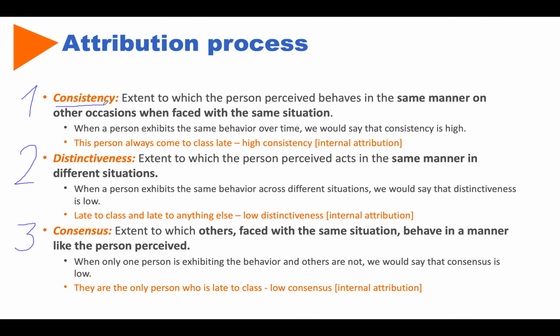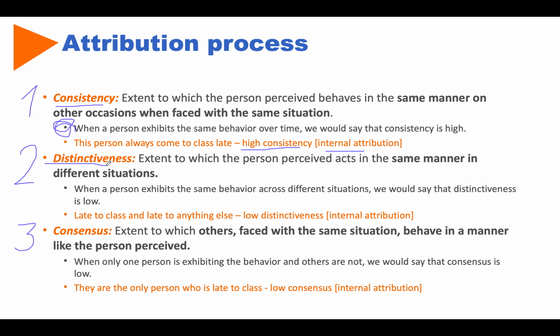Consistency is the extent to which the person perceived behaves the same on other occasions when faced with the same situation. So, when a person exhibits the same behavior over time, consistency is high. So you are at work and this person always comes late to work. We would say that that is high consistency, which should mean that is an internal attribution. High consistency, internal attribution. Low consistency, external attribution.